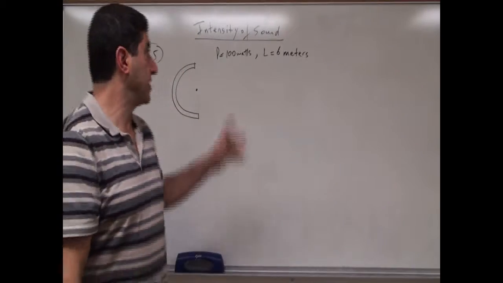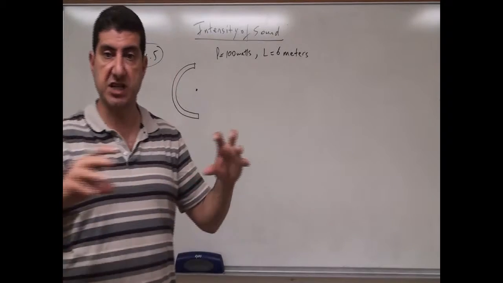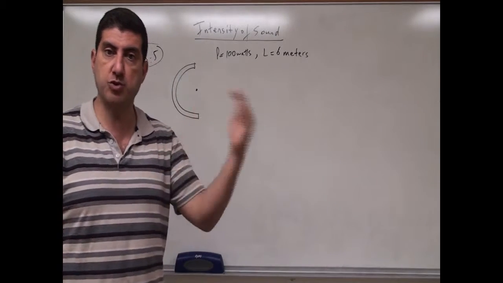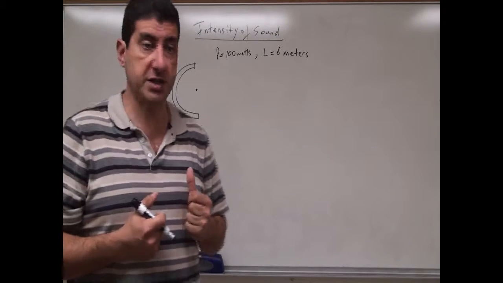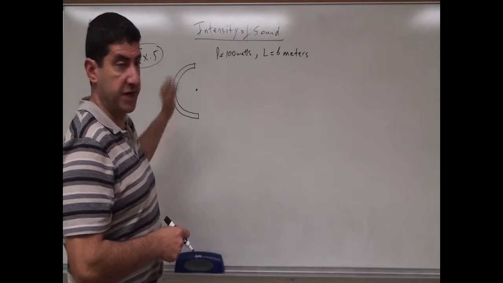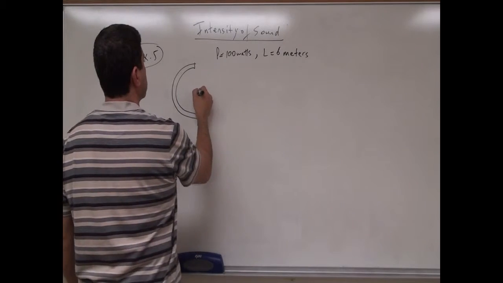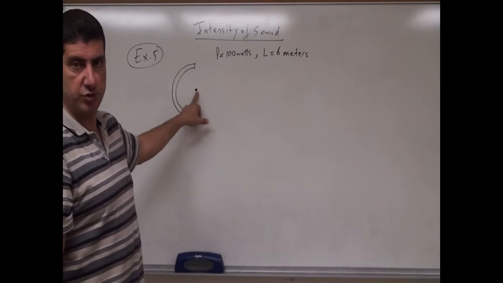Okay, welcome back. Now we come back to the example that we did the other day. Remember, we were doing a speaker that was 6 meters long. It was from -3 to 3 meters, and the total power output of the speaker was 100 watts. Let's take that speaker and now put it in the shape of a semicircle, and let's now calculate the total intensity at the center of that semicircle. Let's see what we will get.